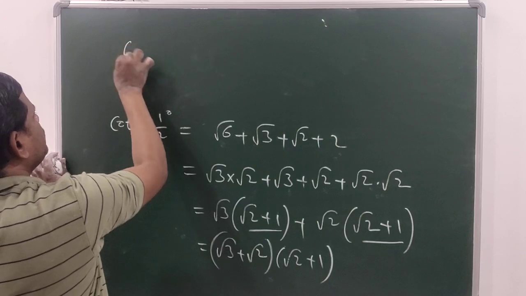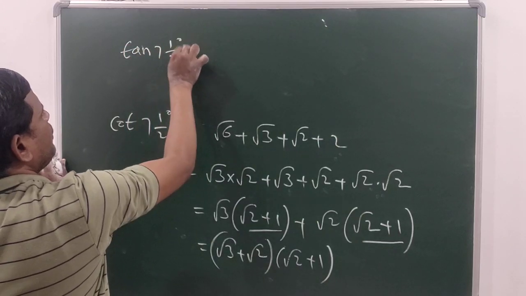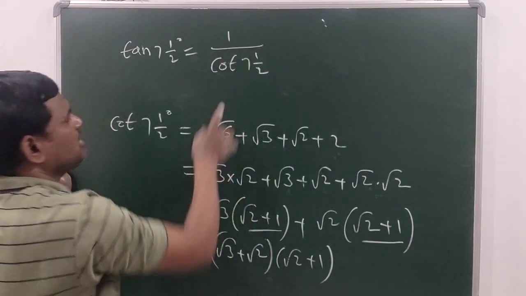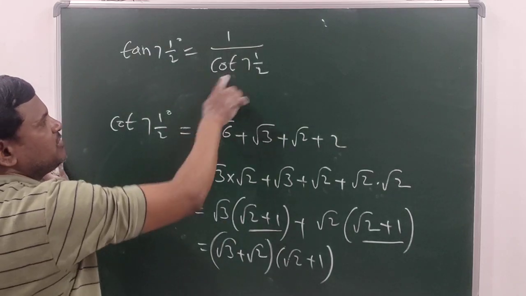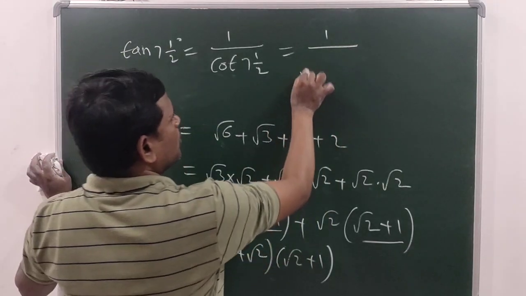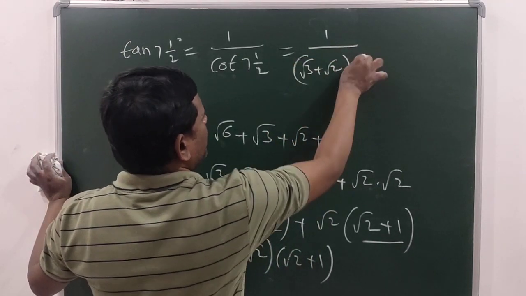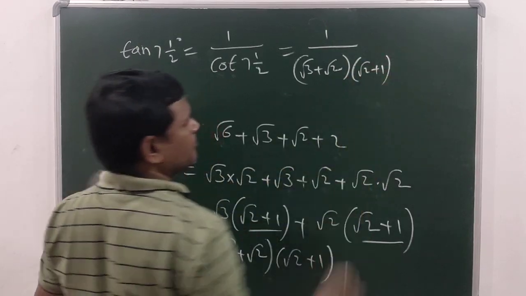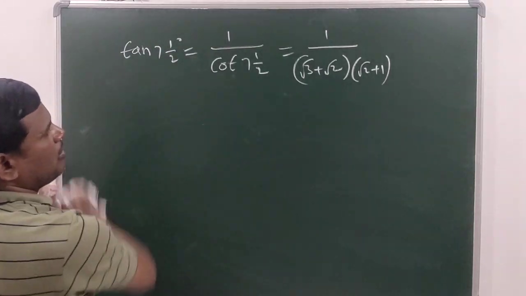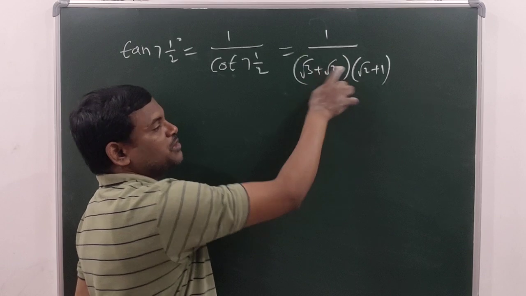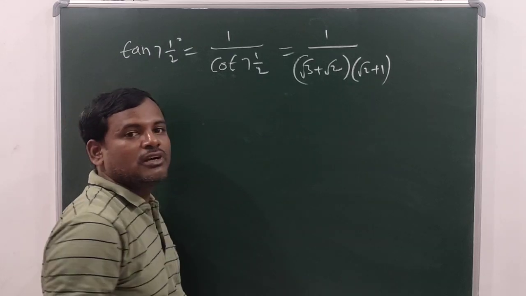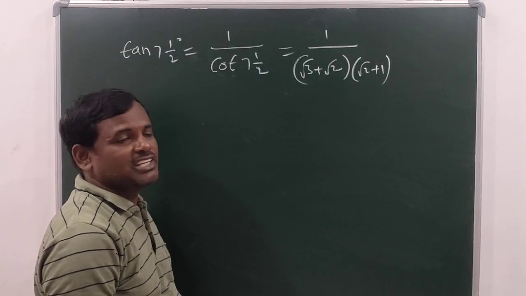Next, suppose you want tan 7.5 degrees. What do you do? You have to write 1 by cot 7.5 degrees. The reciprocal of cot is tan, no? So this value we already prepared. Now write here 1 by root 3 plus root 2 into root 2 plus 1. Now simplify that. Still some simplification is possible. So what simplification can you make thereafter? You have to rationalize the denominator.